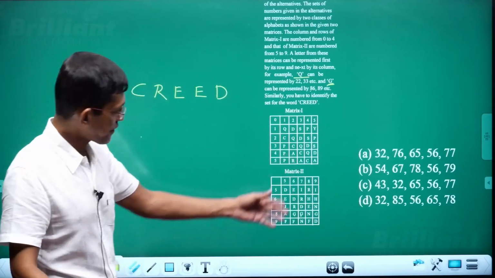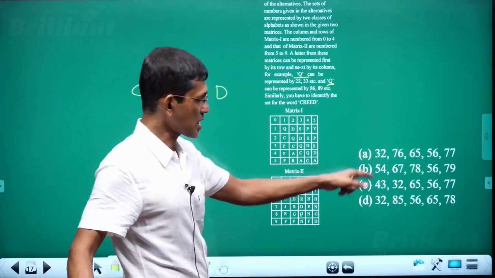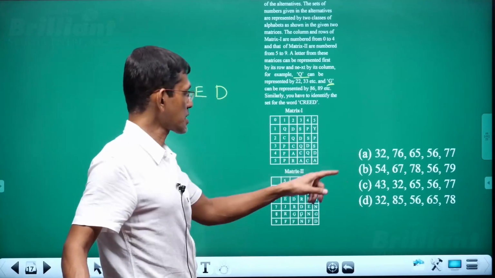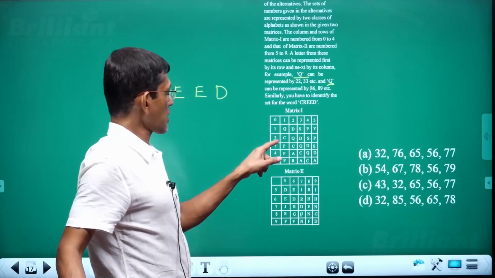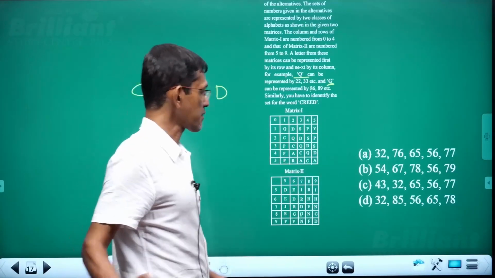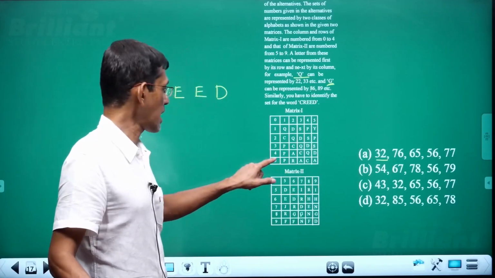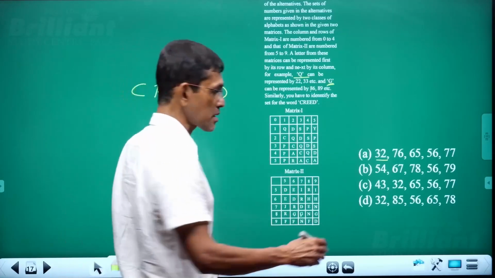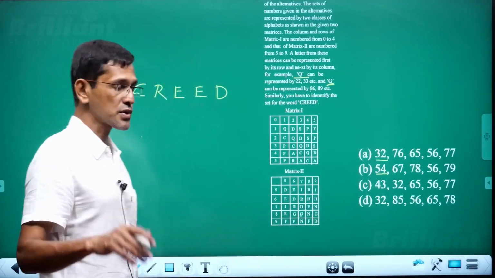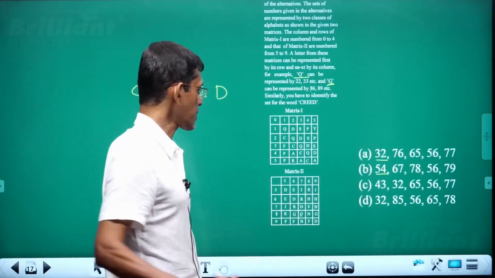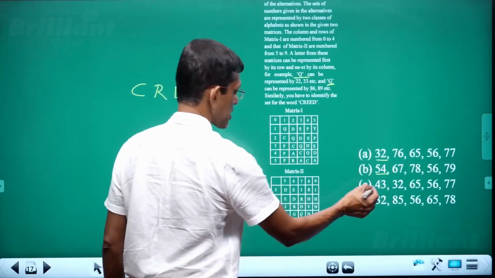Rather than finding it from the matrix, let's look at the answer choices. That's easy. 32, is it possible for C? Well, 3, 2. Yeah, possible for C. 54, is it possible? 5, 4, yeah, it's possible for C. So the second answer choice is possible. And 43, well, 4 and 3, yes, it's possible for C.